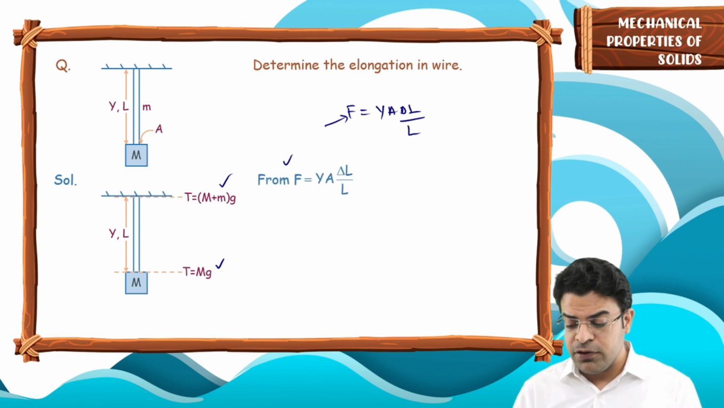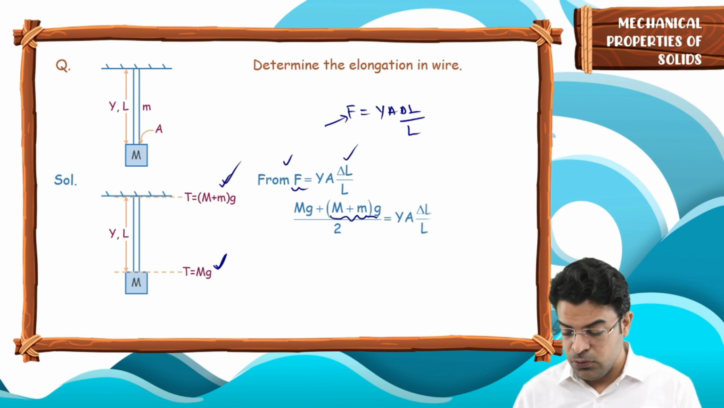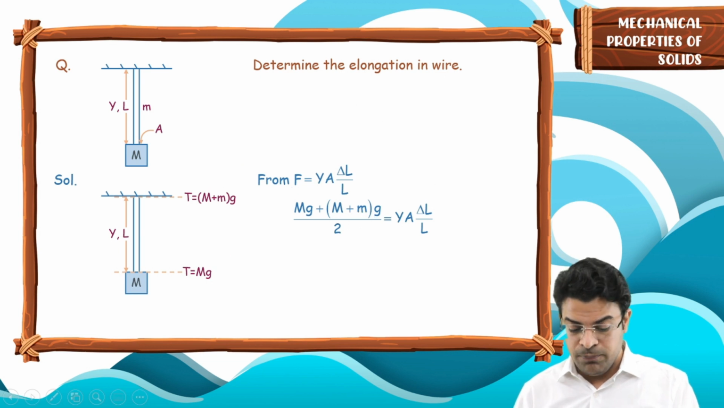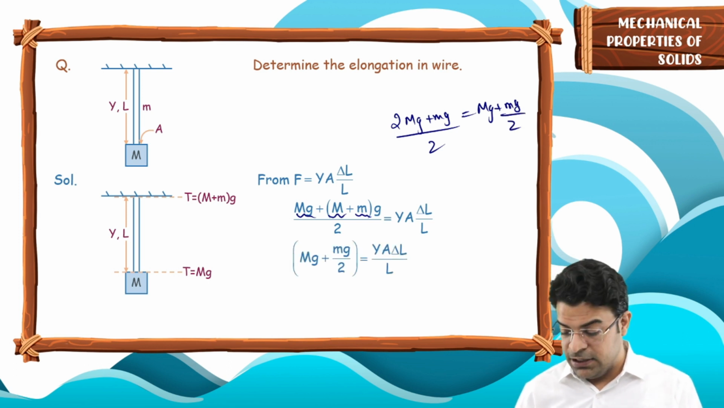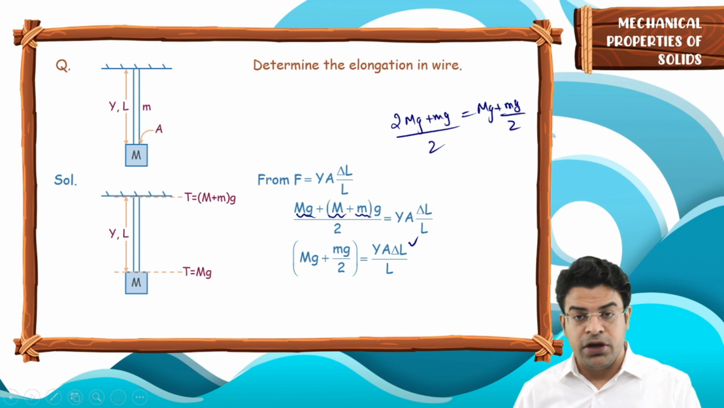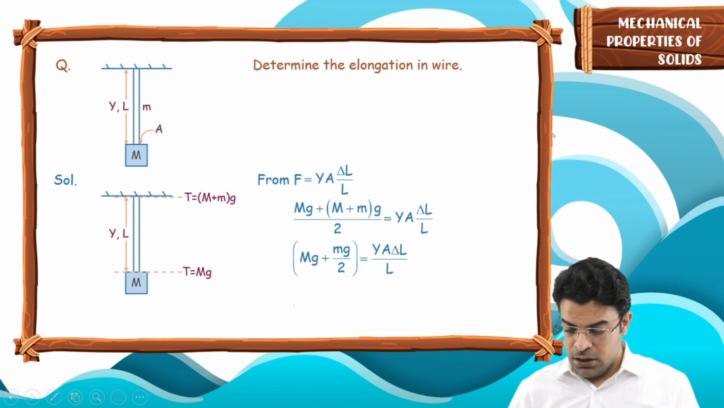So you will say from F equals to YA delta L by L. In place of F, substitute the tension at lowest point capital Mg plus the tension at highest point capital M plus small m into g, divided by 2, and this equals to YA delta L by L. So now here capital Mg plus capital M plus small m into g, so you get 2 times capital Mg plus small mg by 2, which is same as capital Mg plus small mg by 2 equals to YA delta L by L. And from here you can find elongation, moving this L up and YA in the denominator. So this method can be used here as well.